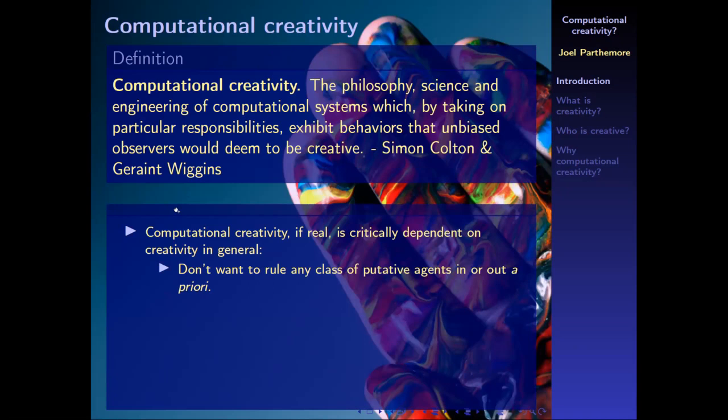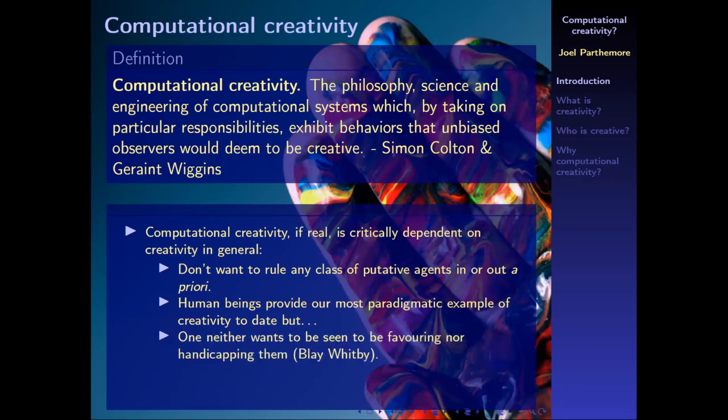You don't want to rule any class of putative agents either in or out a priori. And I absolutely don't want to be ruling out the possibility of artifactual creative agents. Indeed, I think they are very conceivable. They're likely to be possible at some point in the future. Human beings provide our most paradigmatic example of creativity to date, absolutely. But, and I take this point very much from discussions I've had with Blay Whitby, one neither wants to be seen to be favoring nor handicapping any group other than human beings. We don't want to have an overly anthropocentric perspective.